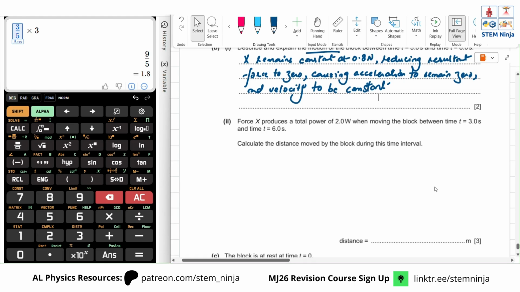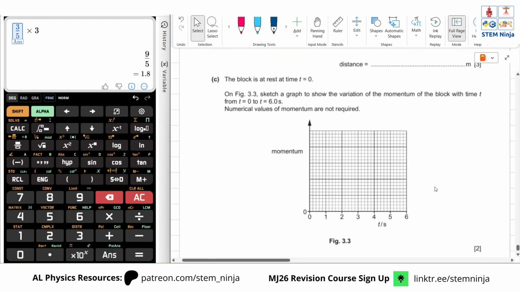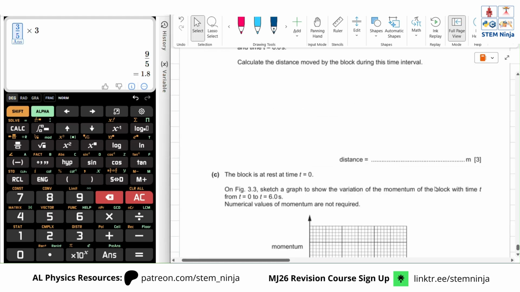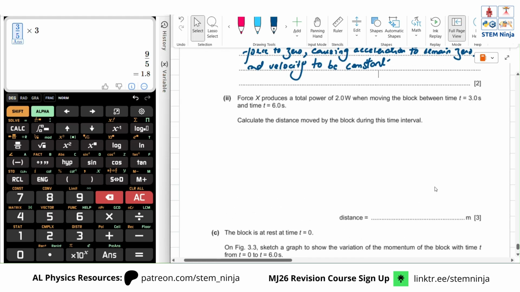Force X produces a total power. Okay, so this is now energy. Force X produces the total power of this when moving the block between time t is equal to 3 seconds and time t is equal to 6 seconds. By the way, these sessions are, as I've said before, revision sessions. If we are doing other topics in questions a little bit, it's fine. I'm already assuming that you have gone through the syllabus.